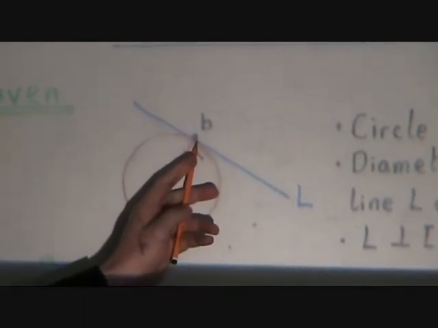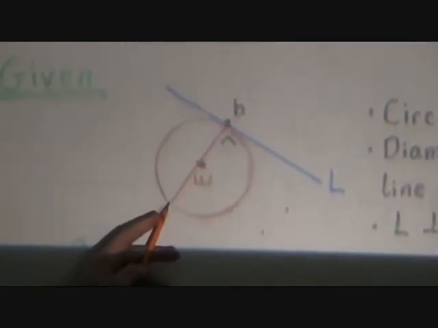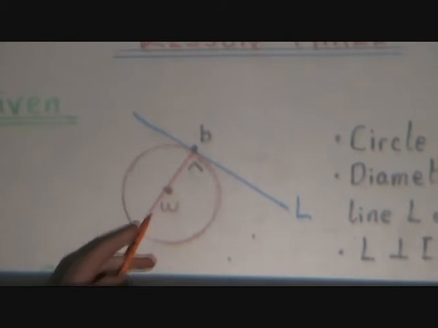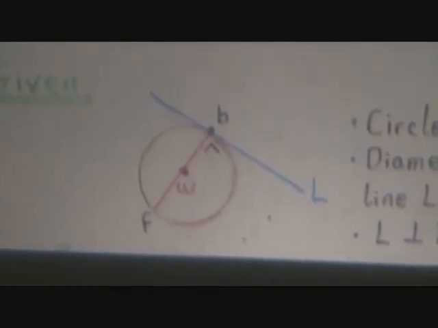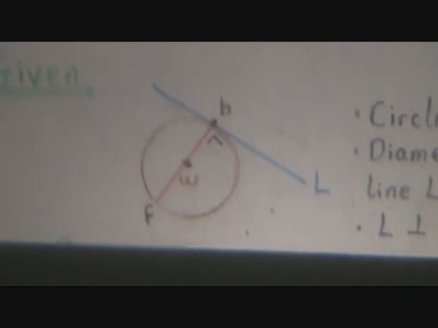Now what Theorem 7 asks us to do, it's basically that if we have a line that touches the circle at only one point, and if that line is perpendicular to the diameter, we want to prove that if those two things are correct, then that line is a tangent to the circle at the point. Okay? Now, can we just look at what we are given first of all?